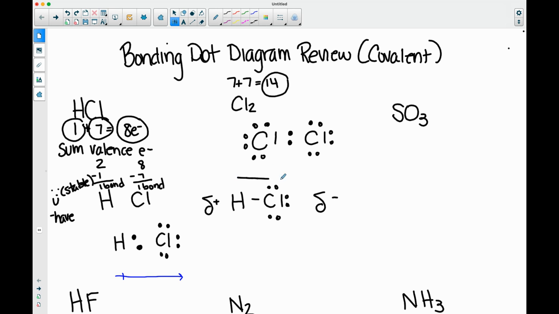This molecule is symmetrical nonpolar, so we would say that it has no dipole moment or no net dipole moment.